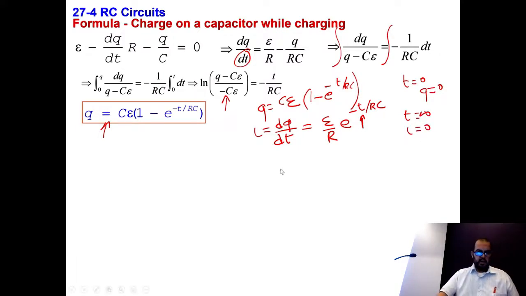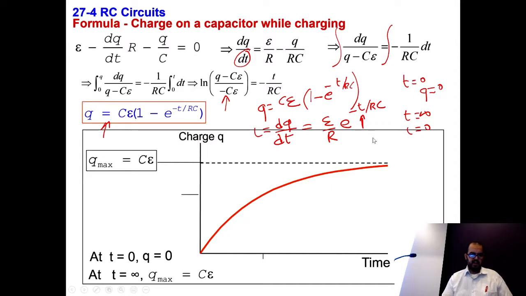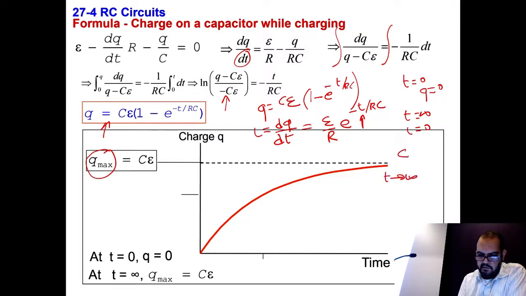Okay, so the differential equation, if we plot the charge versus time, this is what you get. You get an exponential increase. When t goes to infinity, the maximum value is C times the EMF, which is epsilon, C E. So when t goes to infinity, you get a value of C epsilon. Okay, and at t equal to 0, the charge is equal to 0. At t equal to infinity, the charge is equal to the maximum charge, which is C E.